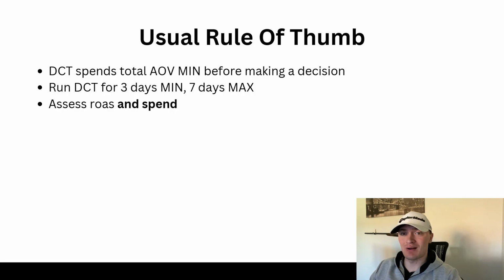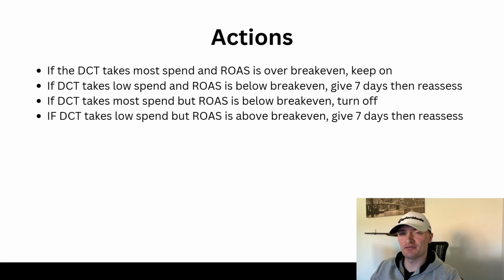Now we assess ROAS and spend. It's a very, very broad rule, so I'm going to show you some examples, because there's not really a one size fits all, as there's a lot of variables to take into consideration. So if the DCT takes most spend and the ROAS is over break even, we keep the ad on.